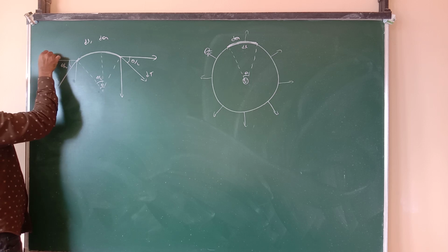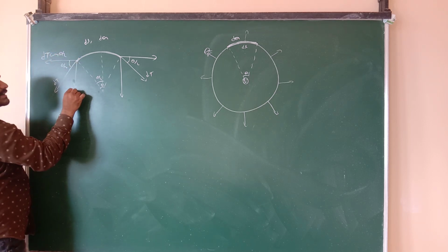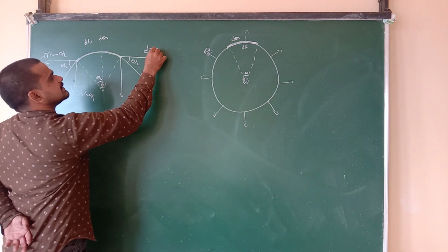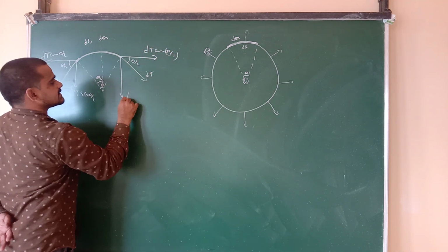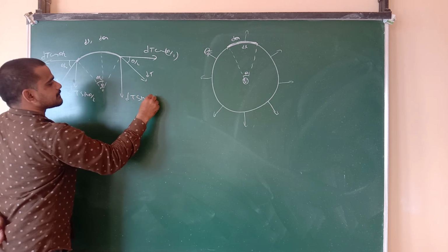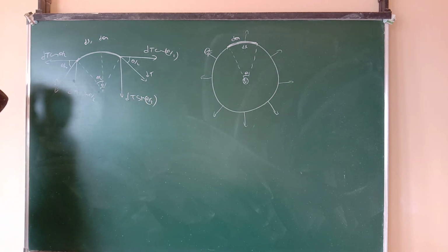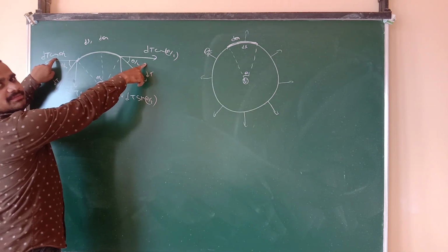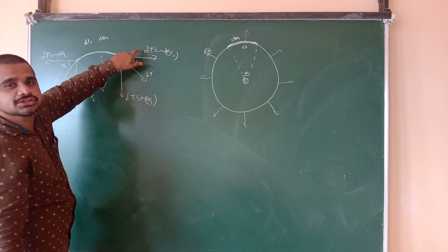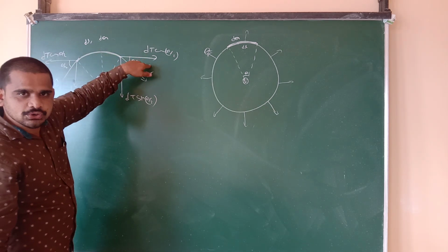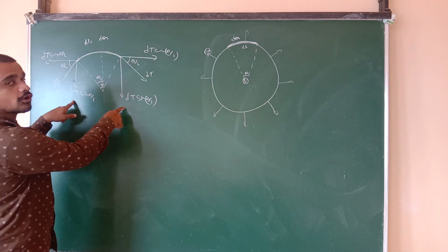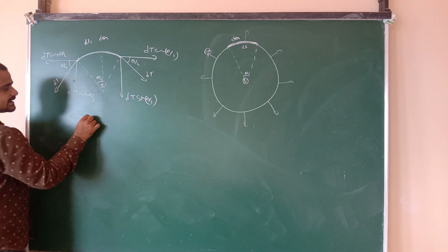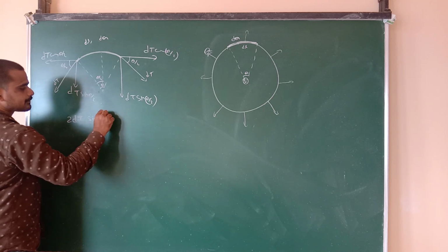Now I am resolving this dt into two components. This one is dt cos theta by 2 and this is dt sin theta by 2. Similarly, dt is resolved here into dt cos theta by 2 and dt sin theta by 2. If you observe, these two will get cancelled. Why? Because they are equal and in opposite directions, so they become 0. Whereas this one is not cancelled. There are two of them, so 2 dt sin theta by 2.